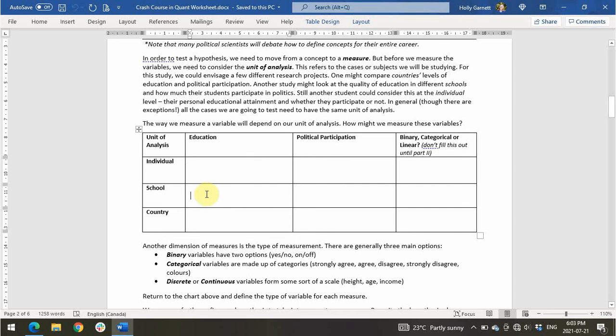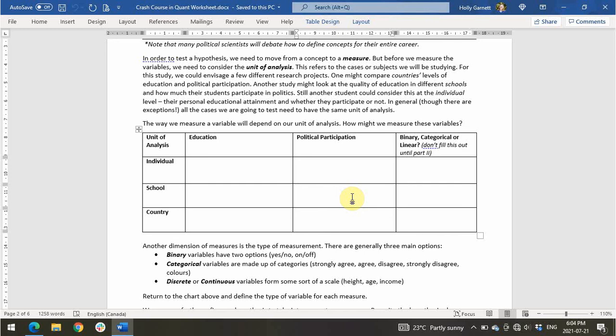Let's look now at the school level, education at the school level. If we wanted it to be based on formal studies, maybe we could use what percentage of the kids at that school get into college, or what their test scores are. Political participation could be what percentage of the kids at that school who are eligible to vote actually vote.